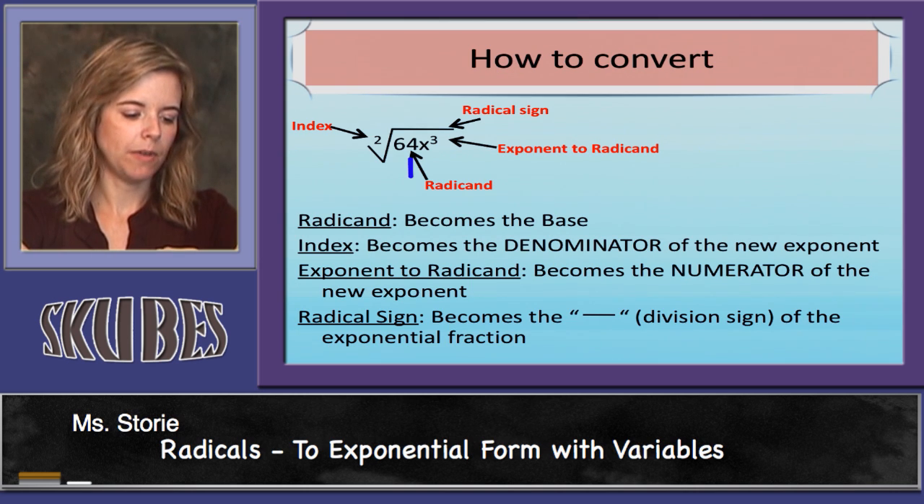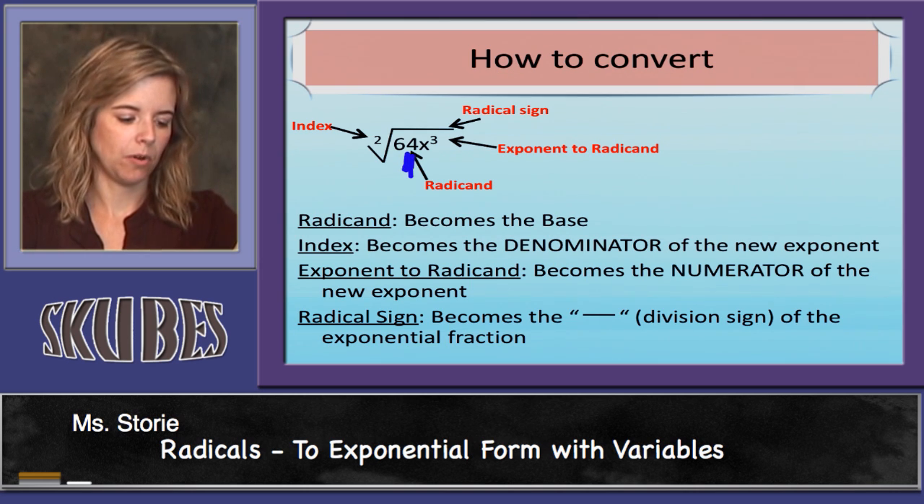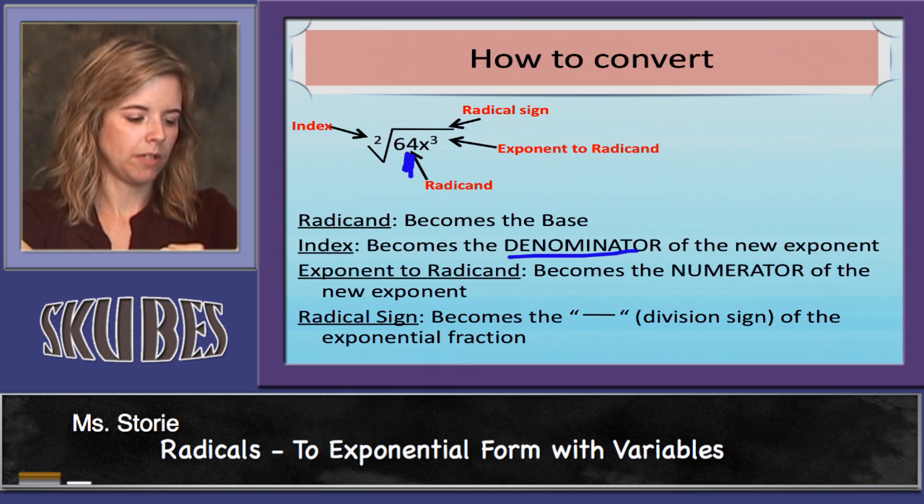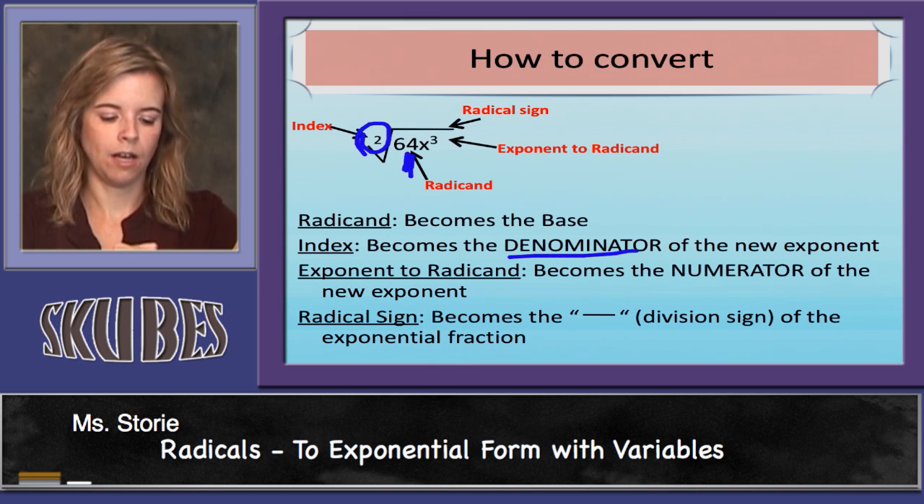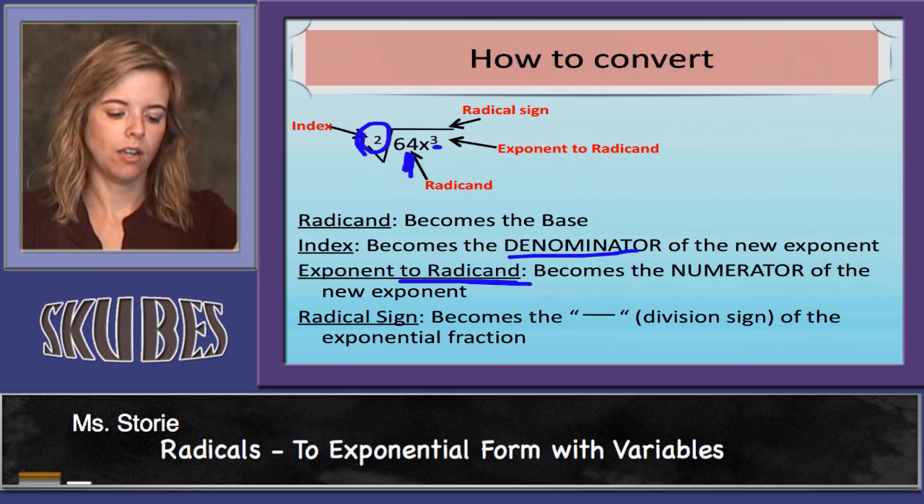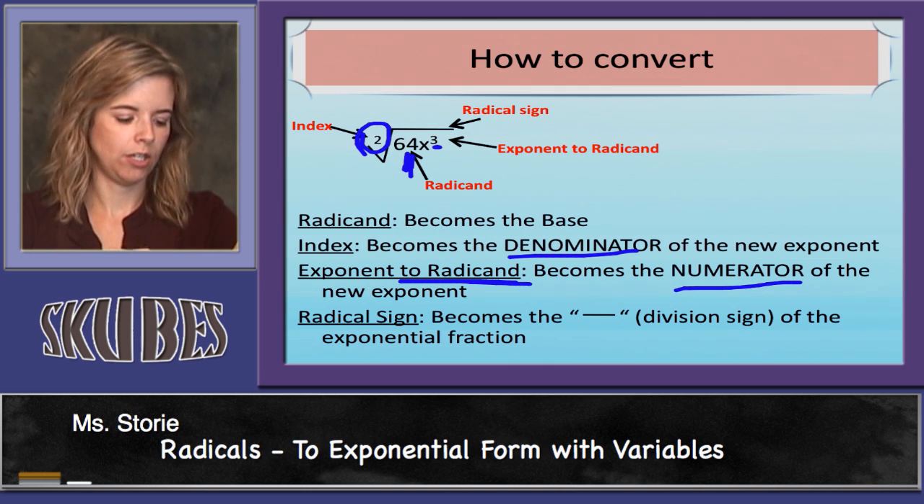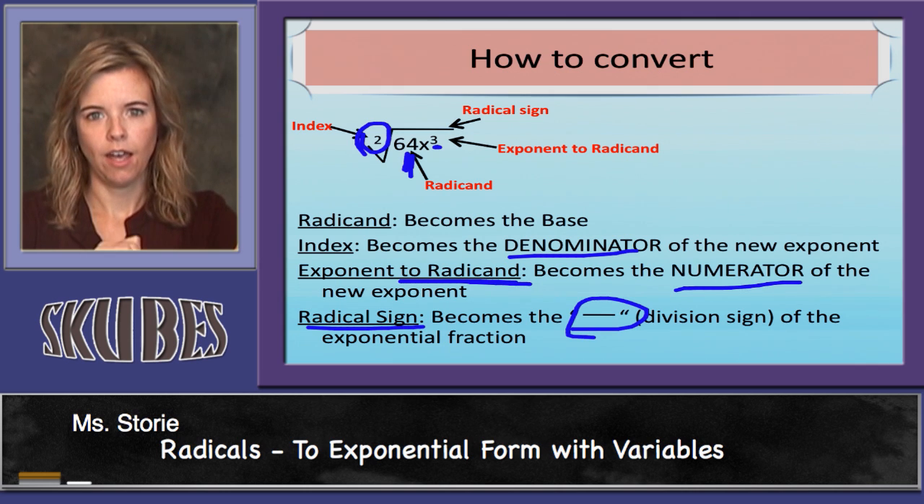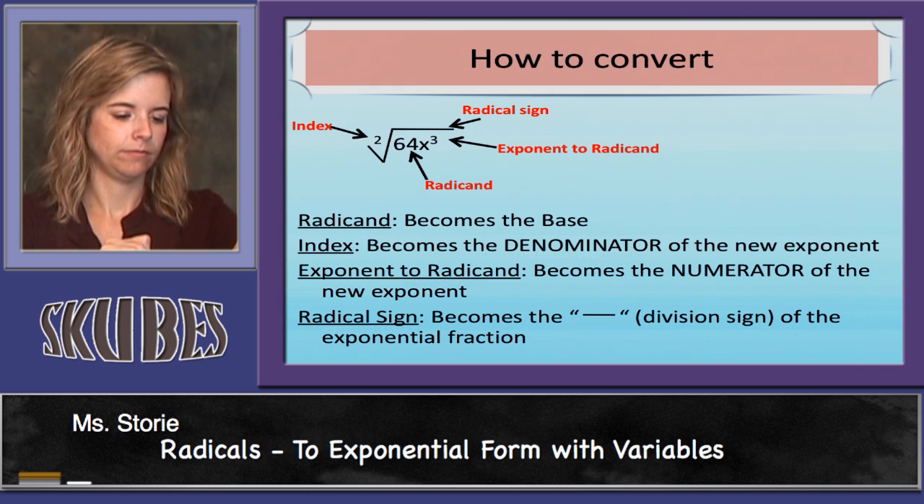The radicand becomes the base, so we just talked about that, the big number. The index becomes the denominator. This little guy right here moves to denominator position. The exponent to the radicand, this little guy right here, becomes the numerator to the new exponent, and the radical sign disappears and becomes a division sign of the exponential fraction.